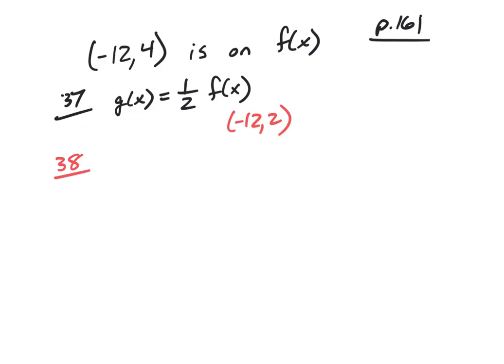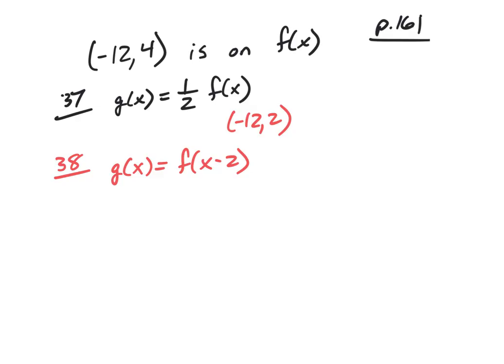Okay, let's look at 38. G of x equals f of x minus 2. Okay, and once again, we're trying to decide what's happening here. We're applying the change to the x value, but when the minus 2 is on the inside, what does that tell me? What's happening? What's changing? What direction is it going?